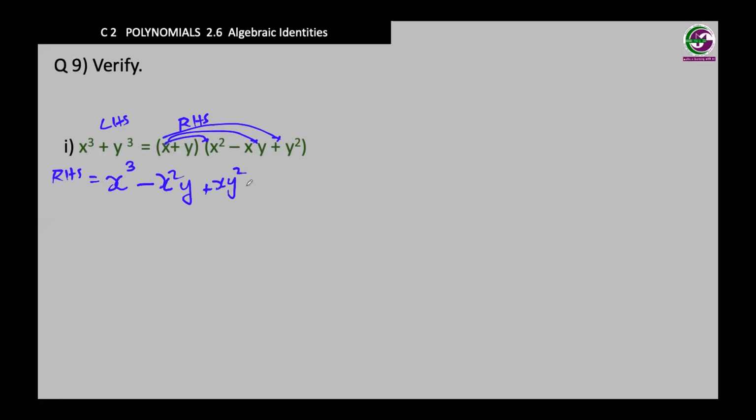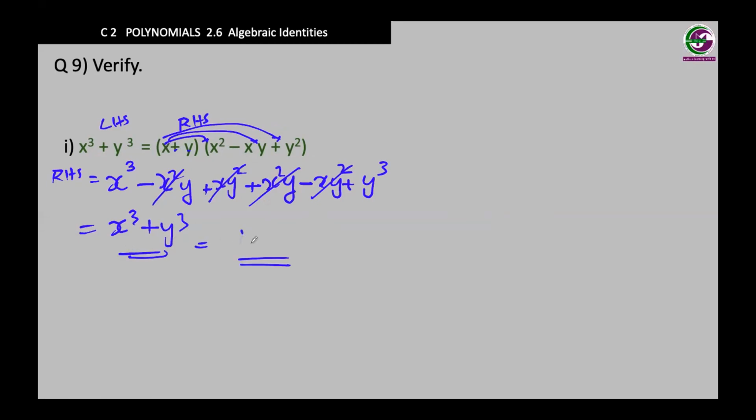Now let's do the same thing with the second term. y and x square is x square y. Plus and minus is minus, y times xy, so it is xy square, plus, and plus y cube. x square y minus x square y, plus x square y, get cancelled. Minus xy square and this get cancelled. So x cube plus y cube. Yes, this is our LHS. So we have proved it.